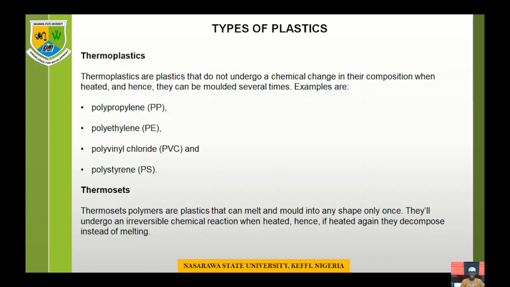The other type of plastic, they are thermosets. These are polymers that can melt and mold into any shape, only once. They undergo an irreversible chemical reaction when heated. Hence, if heated again, they decompose instead of melting.